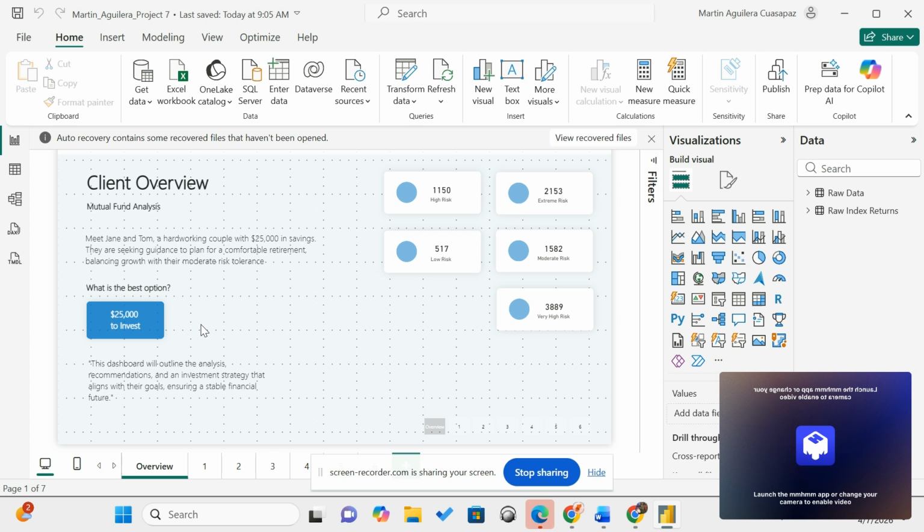What is the best option, and how should they invest the 25,000? This dashboard will outline the analysis, recommendations and the investment strategy that aligns with their goal, ensuring a stable financial future. We have a high risk count of 1,150, extremely high risk at 2,153, low risk at 517, moderate risk at 5,085, and very high risk at 3,889.